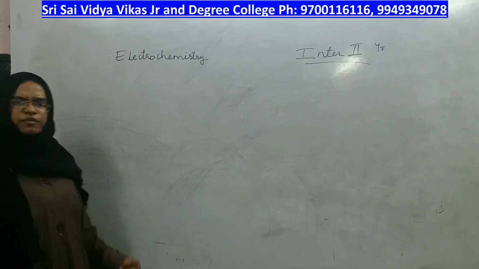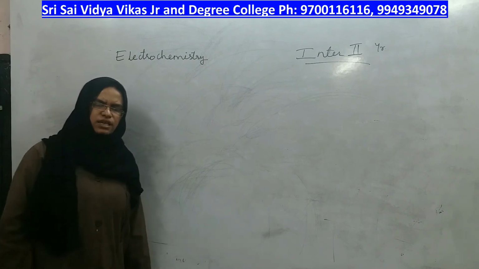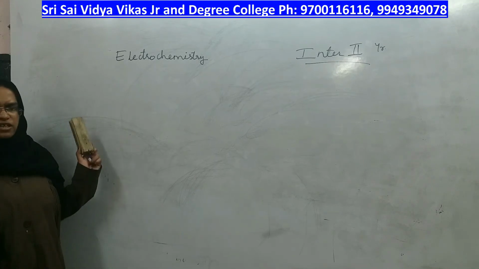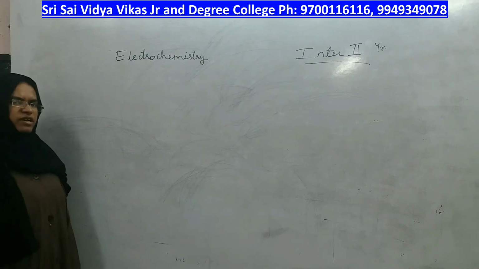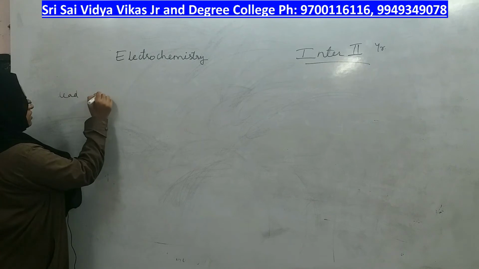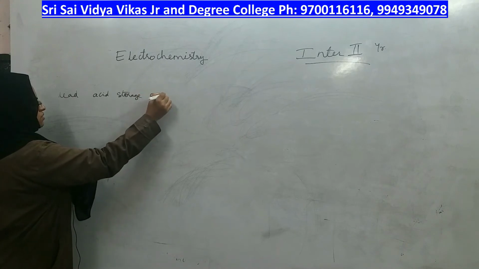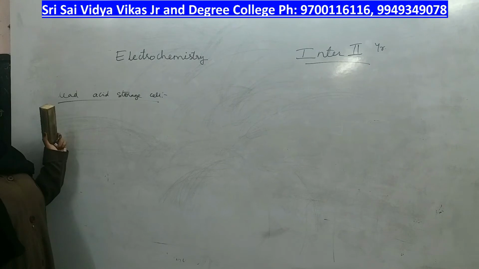The two types of primary batteries which we have seen are the mercury cell and the dry cell. Coming to the secondary batteries, a battery which can be recharged many times even after its use is called a secondary battery, and the example of a secondary battery we have is the lead acid storage cell, and it is used in inverters.